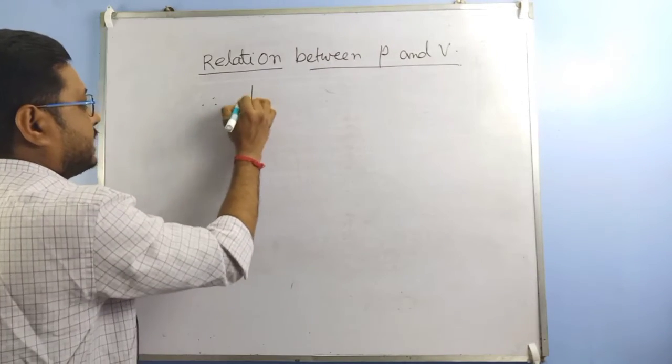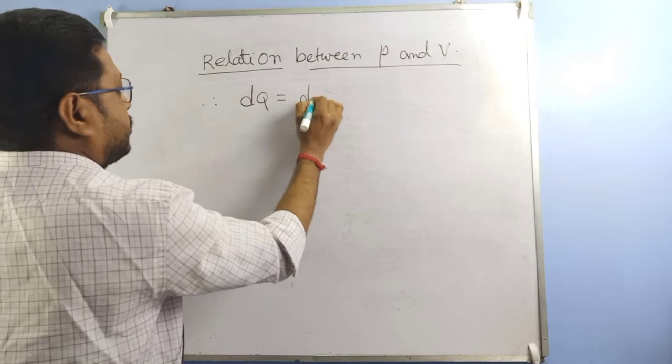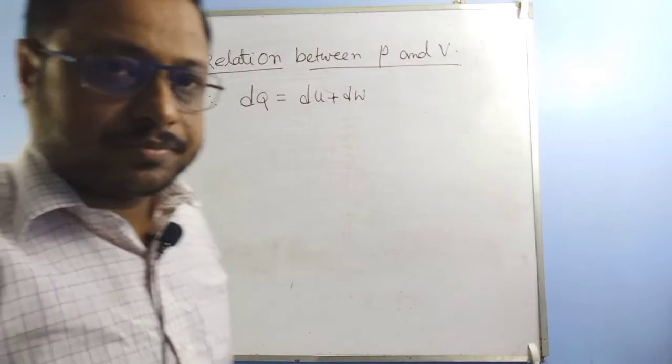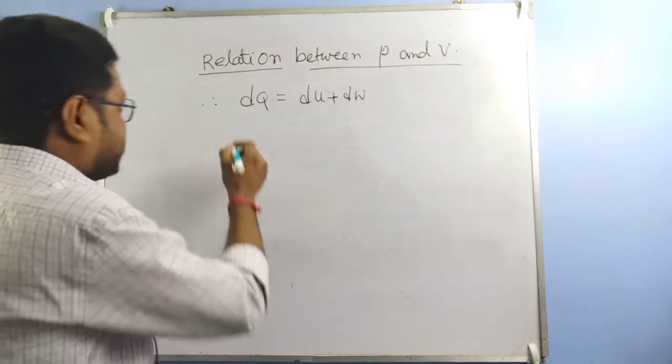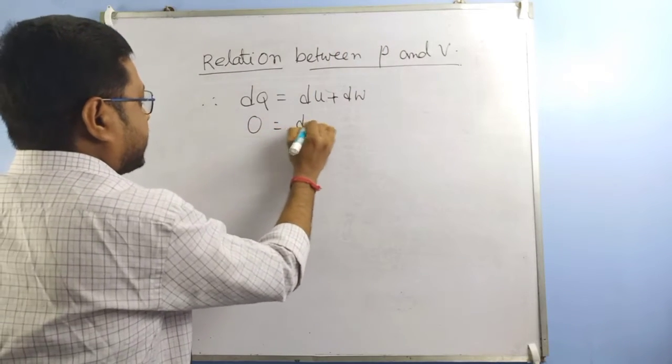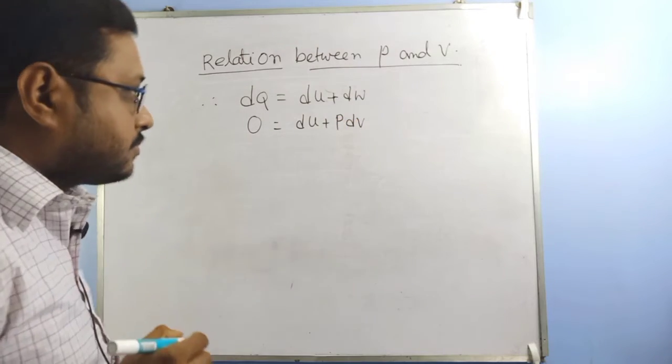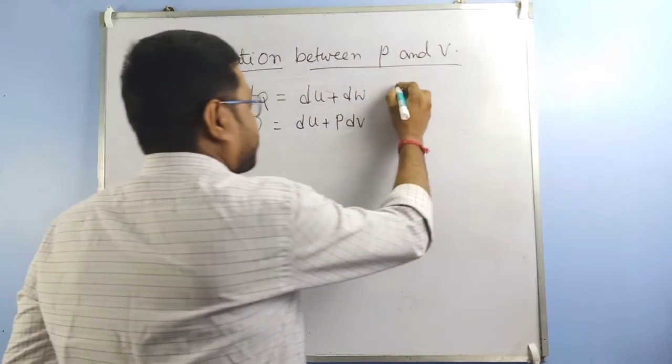So we can see that dQ is equal to dU plus dW. For an adiabatic process, dQ will be 0, that is we can get 0 equal to dU plus P dV.